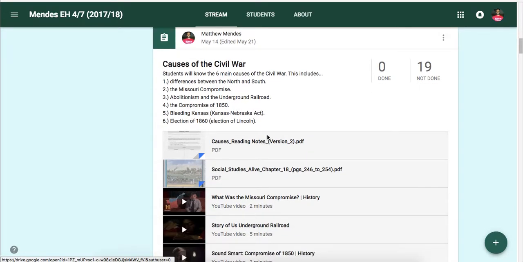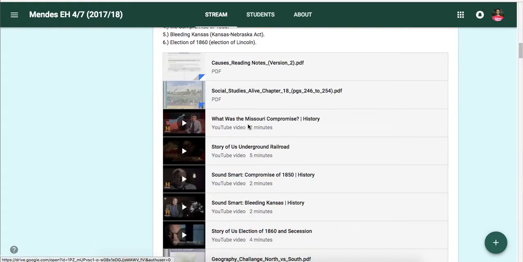First, I'm going to get everybody started on the history lesson today, and that is cause number 6 of the Civil War, and it is the election of 1860, which was the election of Abraham Lincoln. This made the South very upset, so upset that they left the United States to form their own country. That is called seceding.